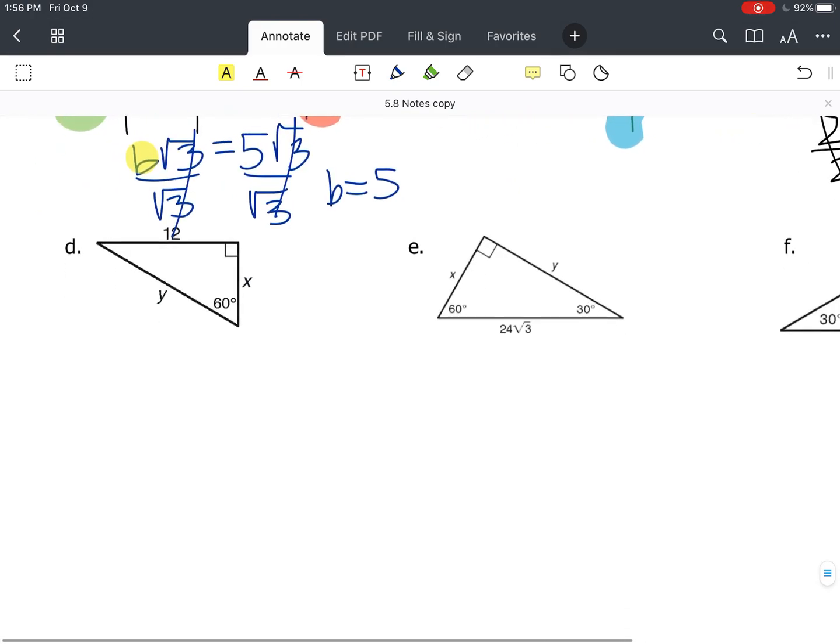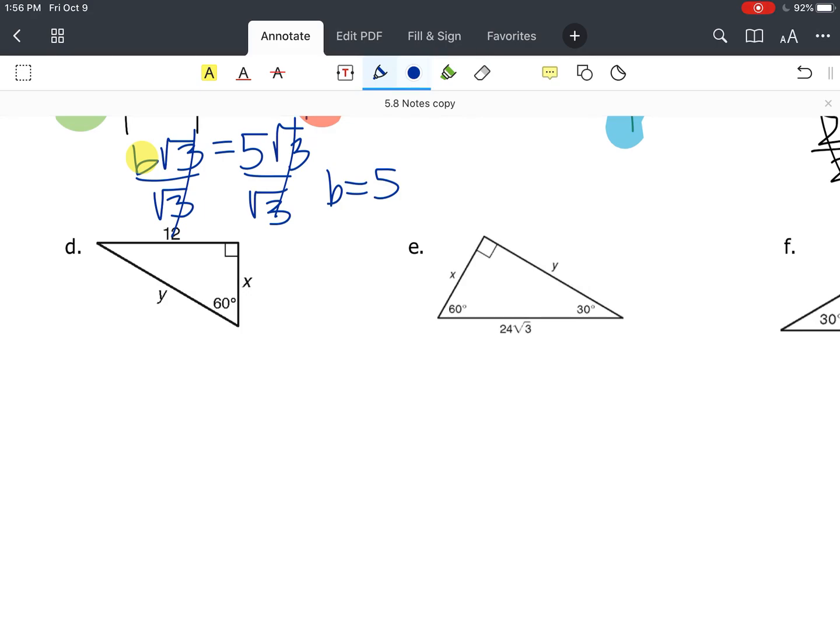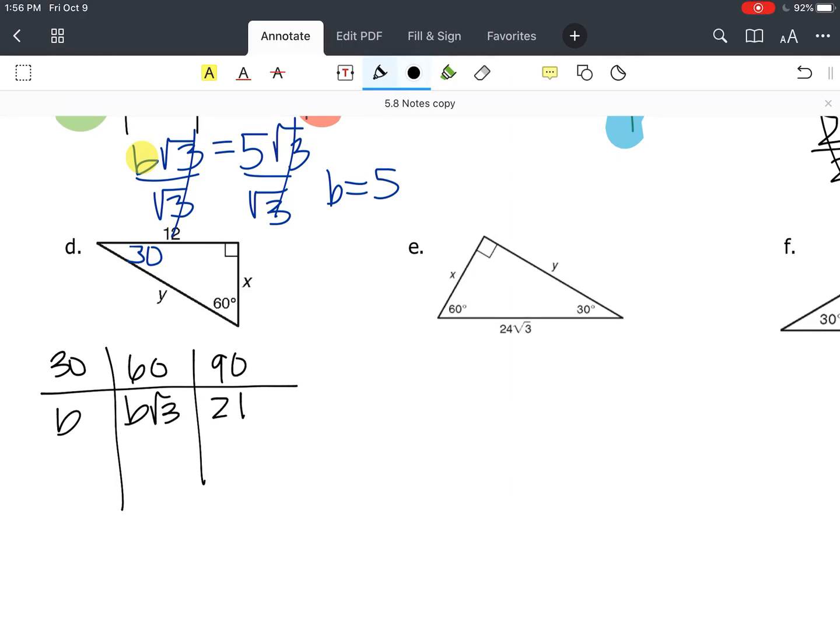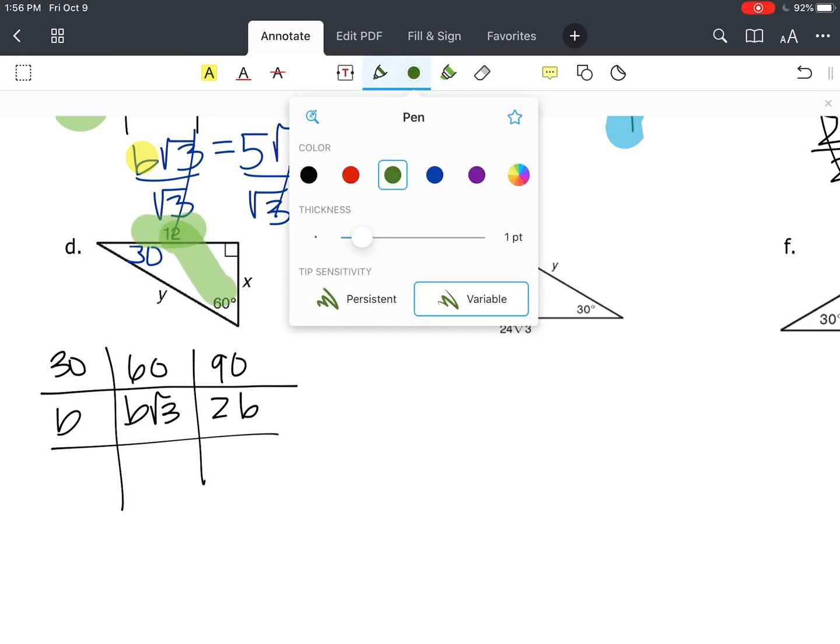So this time we started with the side opposite 90, but again, every problem could look different depending on the numbers they gave you. Here I've got a triangle. They labeled one angle 60, so this one by default has to be 30. Now let's draw my chart. 30, 60, 90, b, b root 3, 2b, or not to be. That is the question. Just kidding.